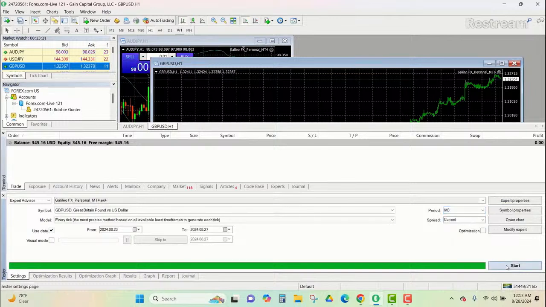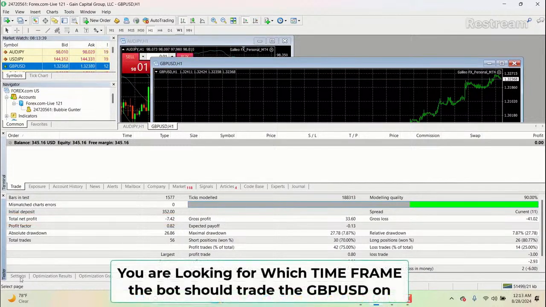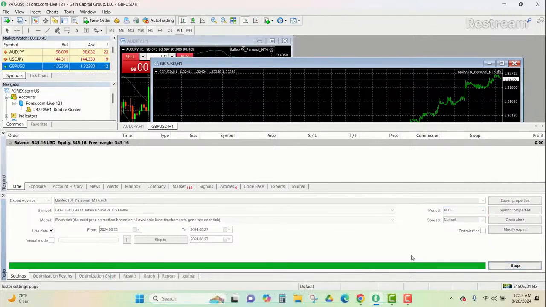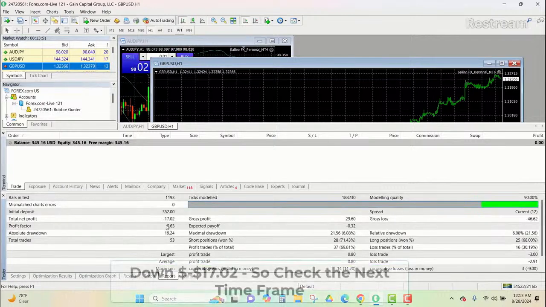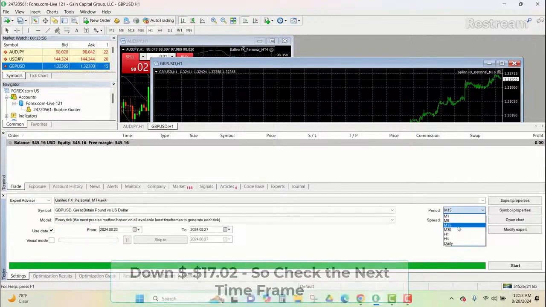Go to your 5 minute candles and hit start. Squeaks when it's done. Go over to report. Now you're only down $7.42. All right, so you go back. That's not good. Don't want that. Go back, change it to your 15 minute candles and check it. You're down $17.02, so the 15 minute candles won't work either.